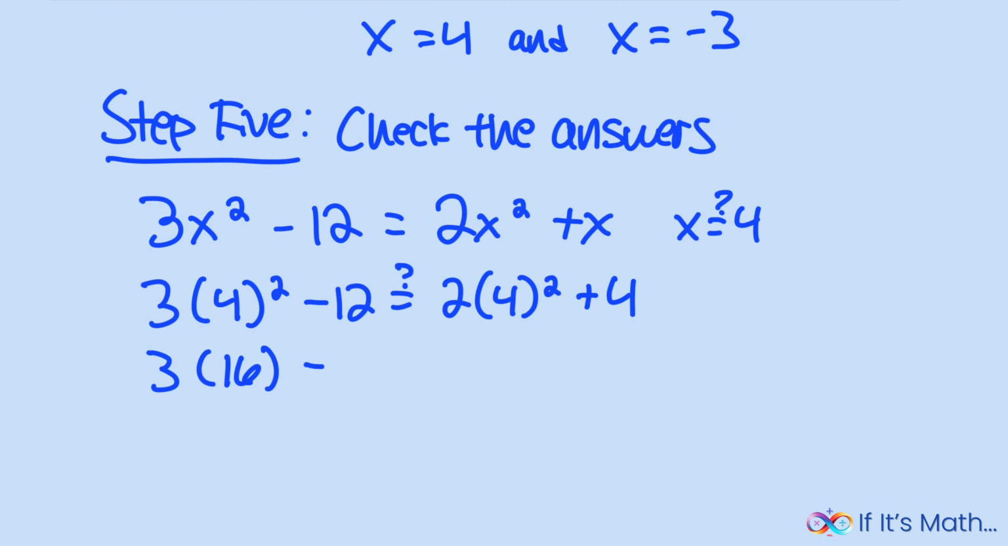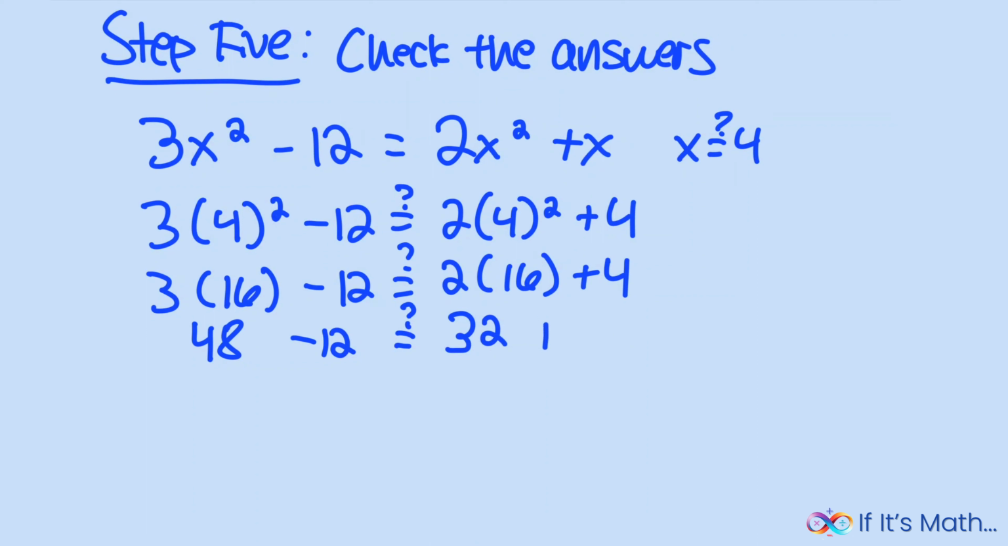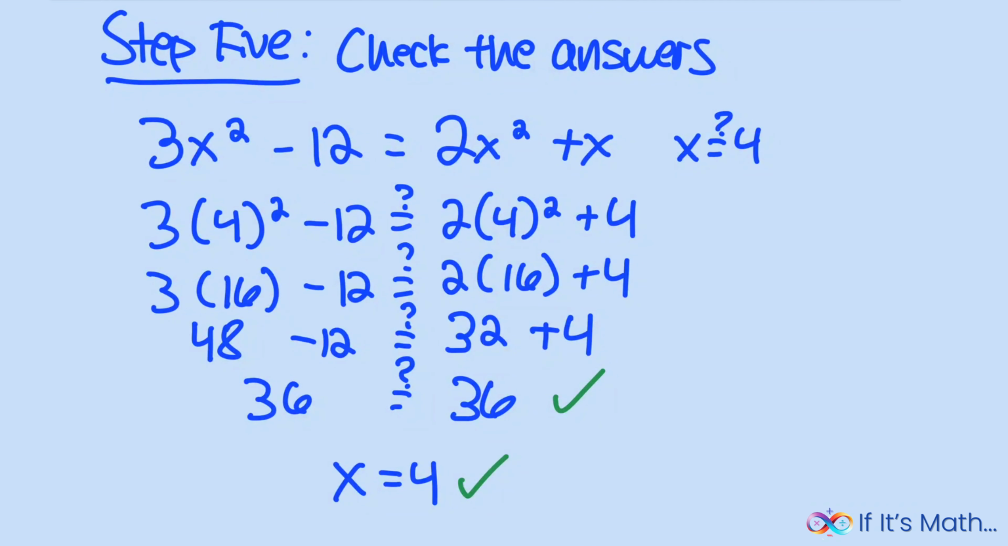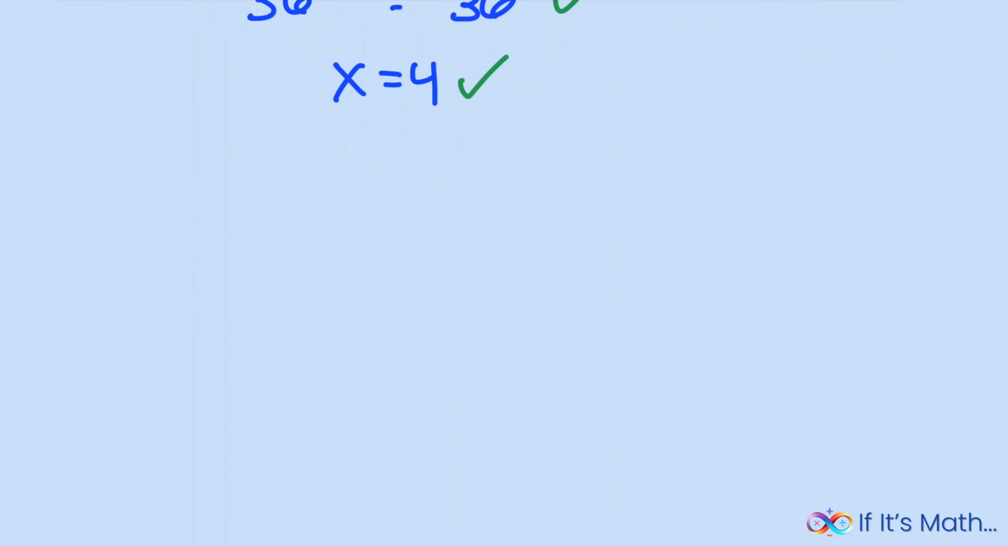Does 48 minus 12 equal 32 plus 4? So that gives us 36. Does that equal 36? Indeed it does. So what that tells us is that x equals 4 is a correct answer to this quadratic equation. But that only gives you one of them, so you've got to check the other one as well.